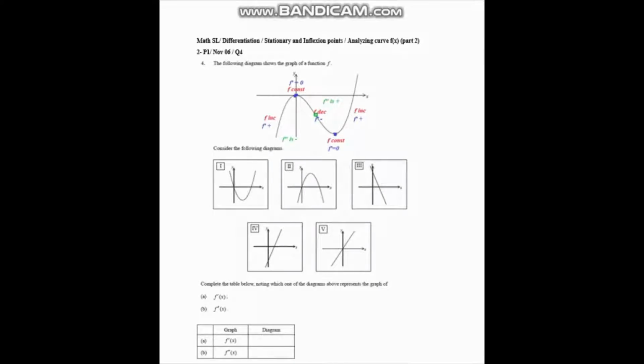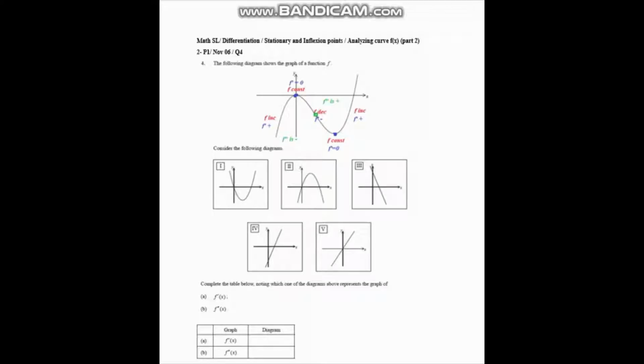So I've labeled the different parts of my graph in terms of f, whether it's increasing or constant or decreasing, and I've associated these labels with states of f dash, whether positive or 0 or negative. I've done my usual work. I've also identified regions where f double dash was negative and then positive, and I've identified my turning points in blue as well as my inflection point in green. So now that I've done that, this should be a pretty easy question to solve.